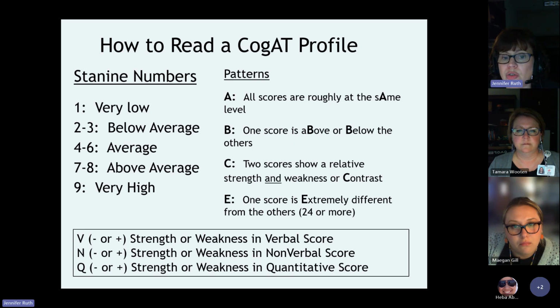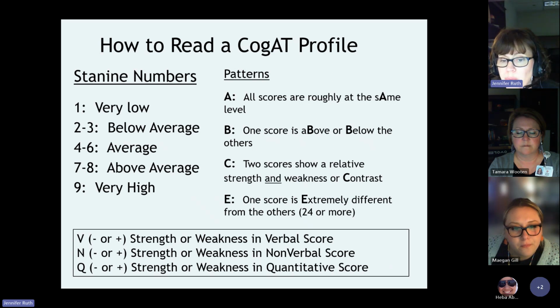On the other hand, a student who's a pattern B has one score that's above or below the other 2. So that student is telling you how they learn best, or perhaps a way they really don't learn best. If it's a pattern B, it'll always tell you out to the side. For example, if it's a verbal strength, it'll be a V plus, or a nonverbal weakness, it'll be an N minus. That way you know how they learn best or how they don't learn best.